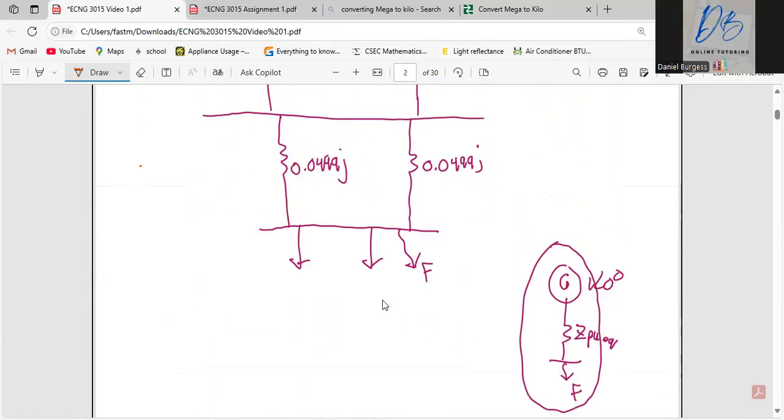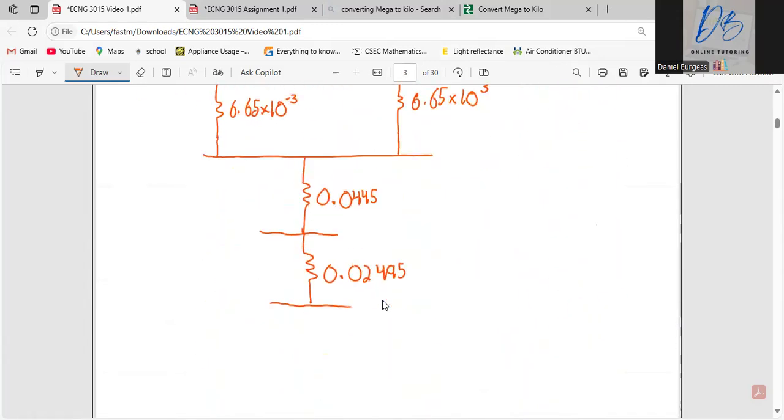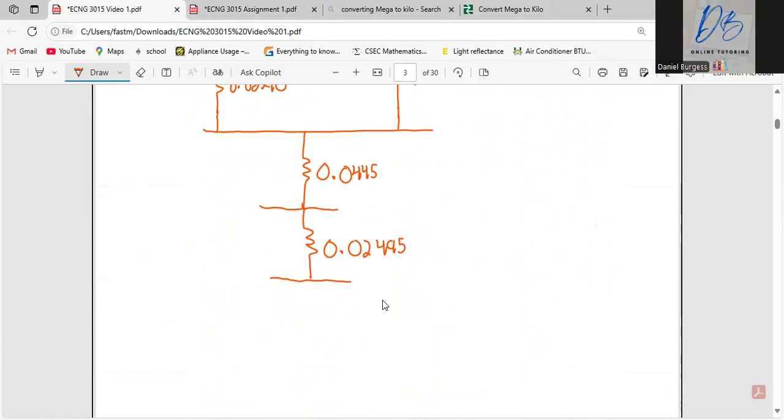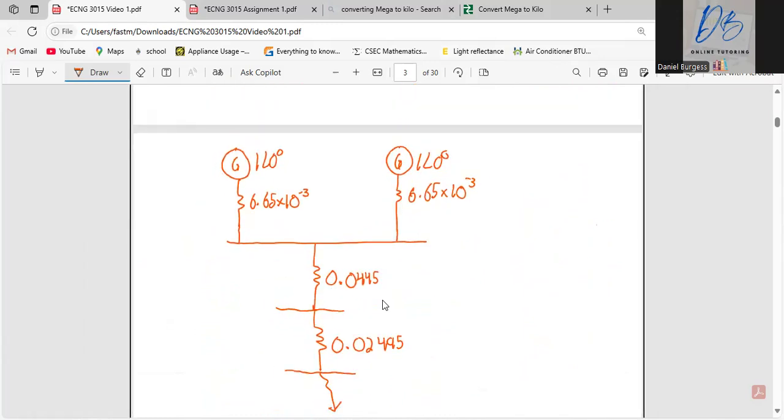Then you have your bus and any faults. If we continue to reduce it, these two generators on top here, we can do our product over sum to get one impedance. So it'll be 6.65 divided by 2.